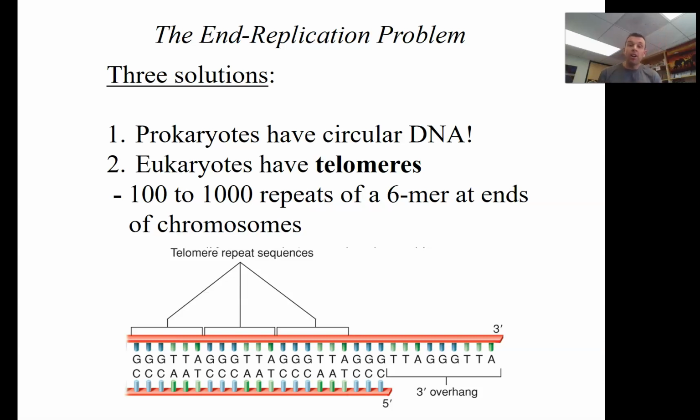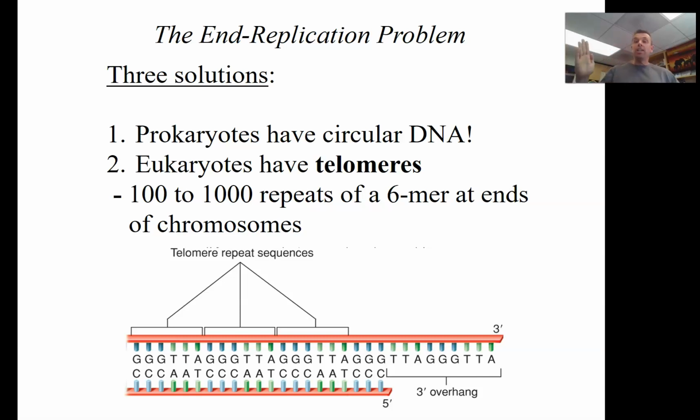So there are 2 things that eukaryotic cells can do. One is eukaryotic cells have telomeres. Right? And so if we look down here, we see that we have this repeated sequence, GGG, TTA, GGG, TTA, GGG, TTA. So these are telomeres. These are long, long repeats of those at the ends of the chromosomes. Well, why? That sounds like nonsense. Well, there it is. That is why.